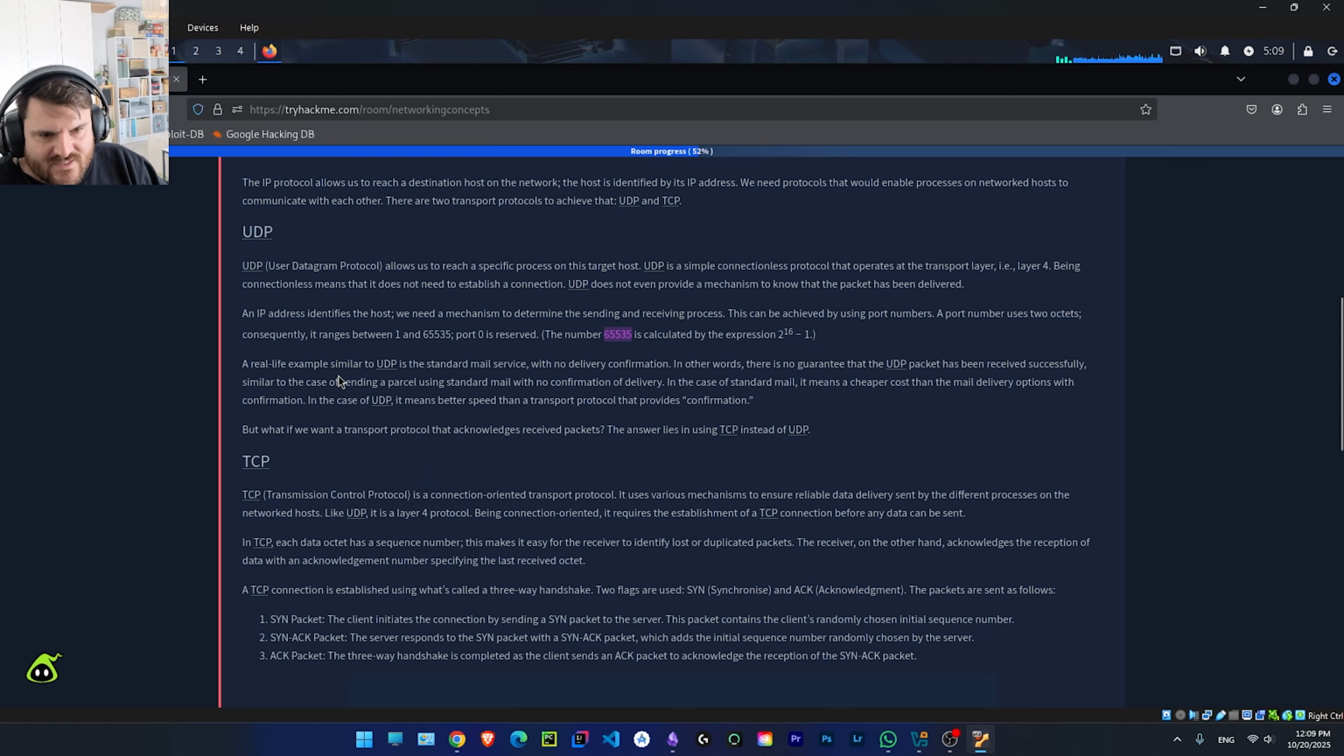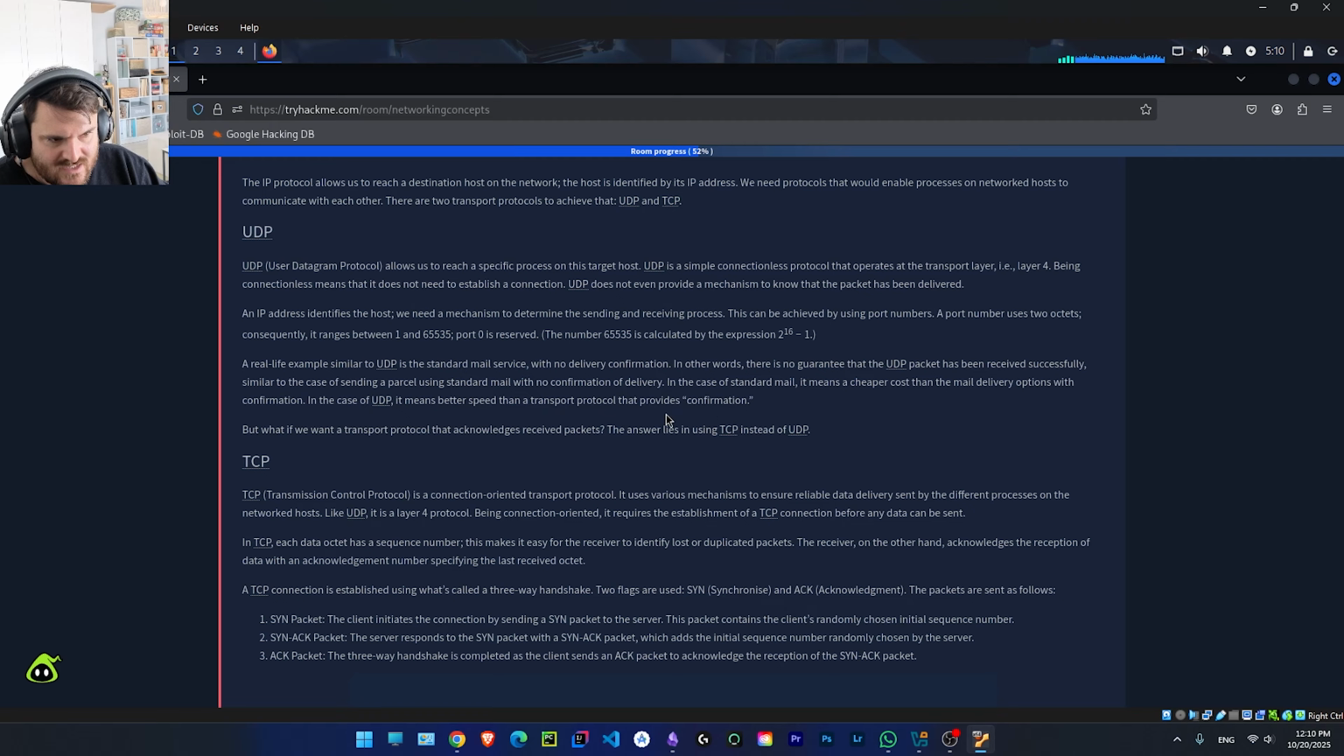A real-life example similar to UDP is the standard mail service with no delivery confirmation. In other words, there is no guarantee that the UDP packet has been received successfully, similar to sending a parcel using standard mail with no confirmation of delivery. In the case of standard mail, it means a cheaper cost than the mail delivery option with confirmation. In the case of UDP, it means a better speed than a transport protocol that provides confirmation.